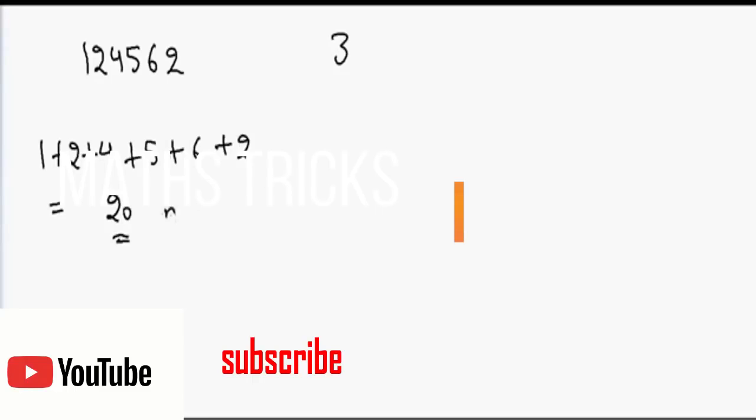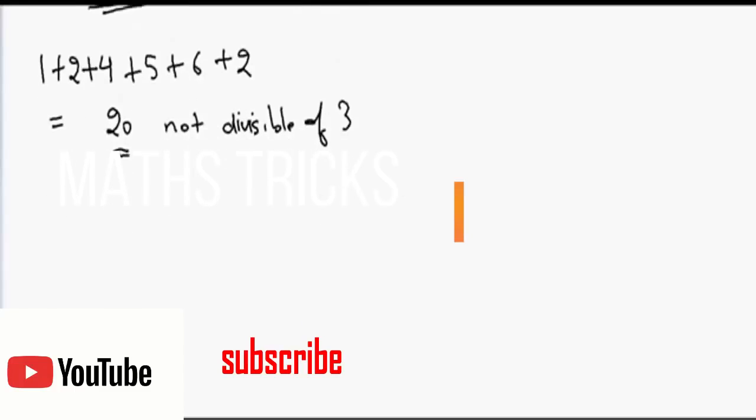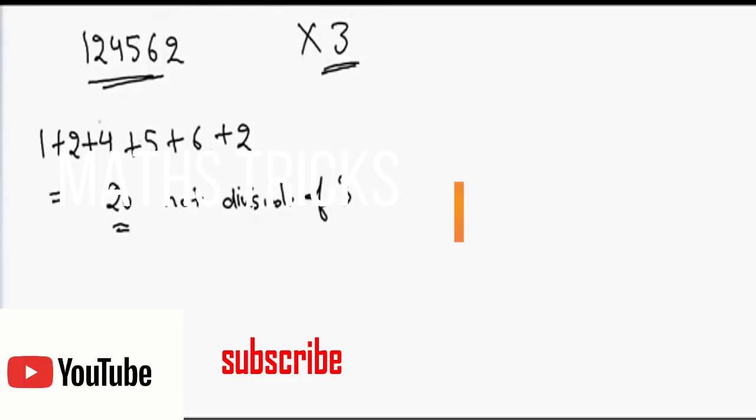So 20 is not a multiple of 3. That's why this number will not be evenly divided by 3, so it cannot be evenly divided by 3. So what should the number be if it has to be divisible by 3?